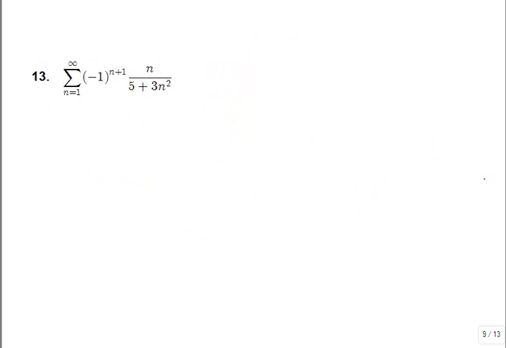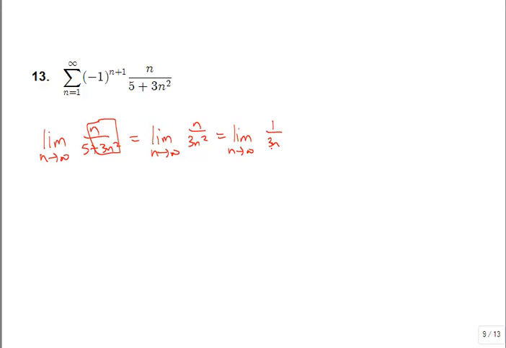How about n over 5 plus 3n squared? If we look at that limit right away, since we've been doing a lot of these nth term tests, this is being dominated by an n on top and a 3n squared on the bottom, which is acting like just a 1 over 3n. And as n gets big, that means the fraction gets small. So this does go to 0. So we can't conclude one thing or the other. We can't conclude convergence or divergence.